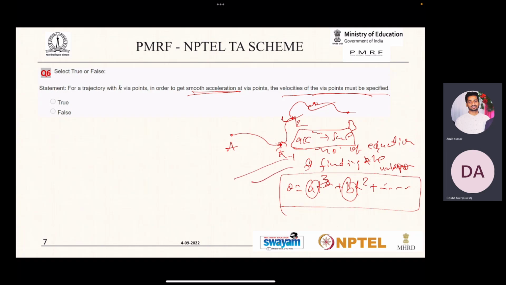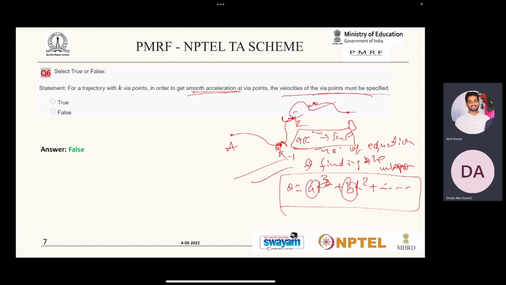So the answer for this question is false, because for smooth acceleration we need this solution at each via point, the start and end of the segments. If you're looking backward, the end of one segment and the start of the next, that means here and here, the solution should be the same. Similarly here.